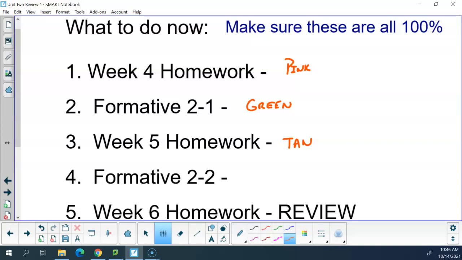Formative 2-2. We only took one formative. I should take this one out because we didn't. That would have been homecoming Friday. So that one, no. And then week 6 homework, that one would be the white packet. Okay, that's all I got for you. You got the remaining time to work.